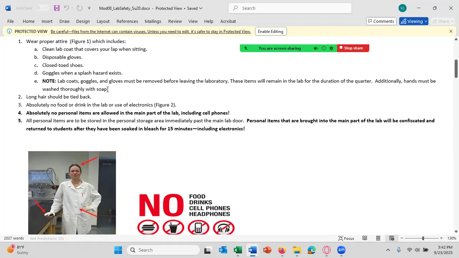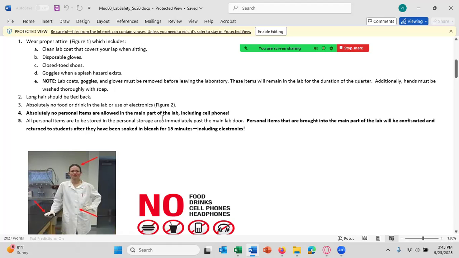Additionally, hands must be washed with soap, and we'll talk about that in a minute. Long hair must be tied back. This lady is wearing a hair net, either a hair clip or a hair tie or hair net. No food or drink in the lab. No electronics in the lab. Absolutely no personal items are allowed into the main part of the lab, including a cell phone.